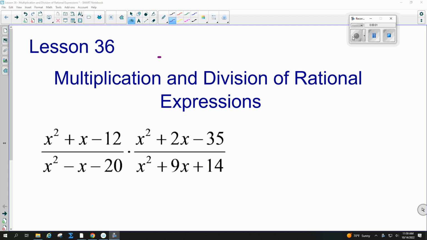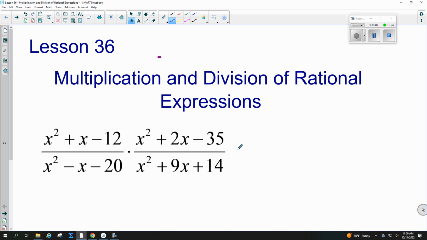36. Multiplication and division of rational expressions, and then we're going to do factoring when there's a number besides 1 in front of the x squared. Okay, let's start with this. Write that down. So I have x squared plus x minus 12 all over x squared minus x minus 20, times x squared plus 2x minus 35 all over x squared plus 9x plus 14.